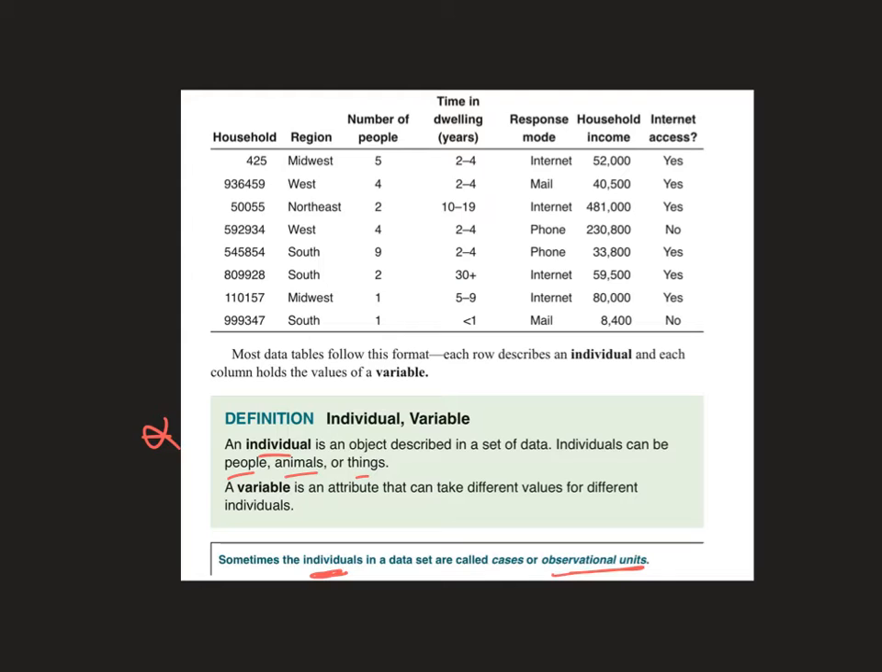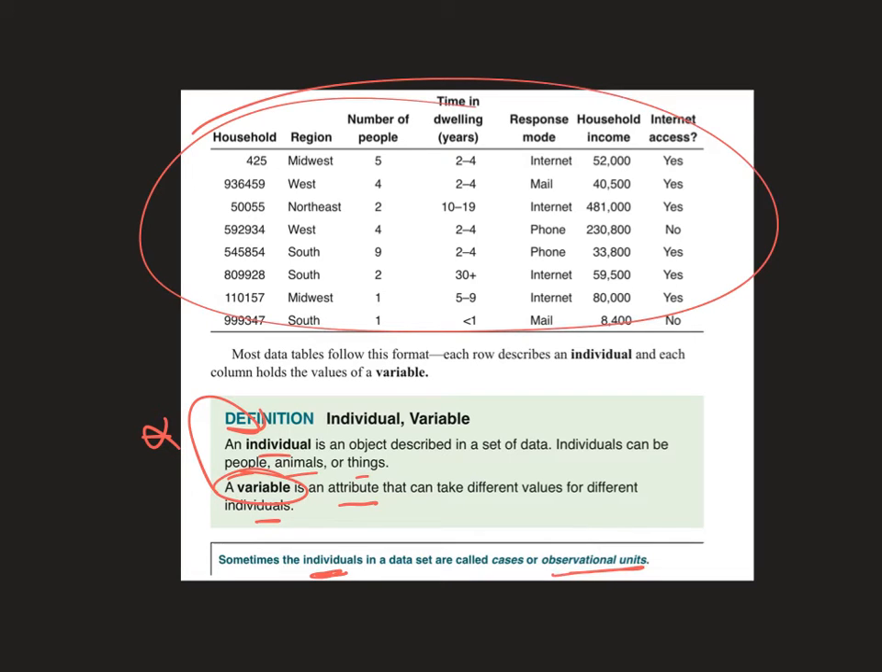A variable is an attribute that can take different values for different individuals. So the information we collect are the variables on who? The individual. So if it says who's the individual, all of this stuff here are variables, right? Here's a list of variables, a list of variables, a list of variables. And all these lists are going to be either quantitative or categorical.